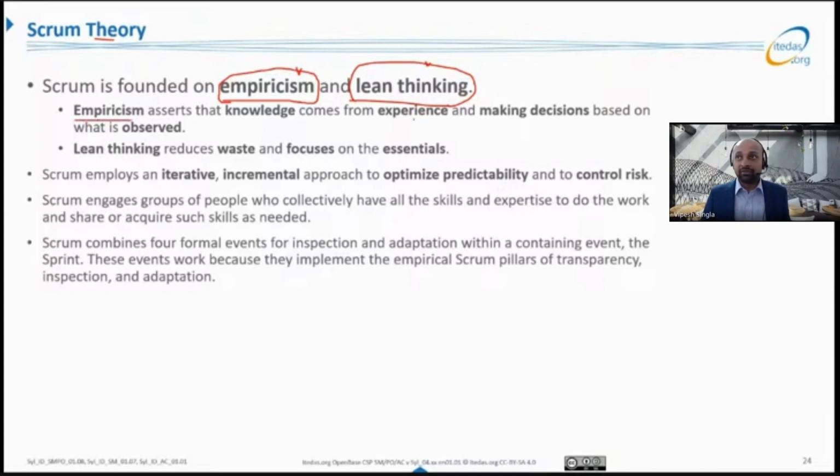Empiricism asserts that knowledge comes from experience and making decisions based on what is observed. What empiricism is saying is that whatever knowledge you gather comes from experience. You work on something, and while working, you experience some problems and you figure out solutions. You take some decisions, and that's how you learn. While you are working, you observe what went well and what did not go well, and these are the decisions we make. So the core idea of empiricism is that knowledge comes from experience, by working on things and making decisions based on observation.